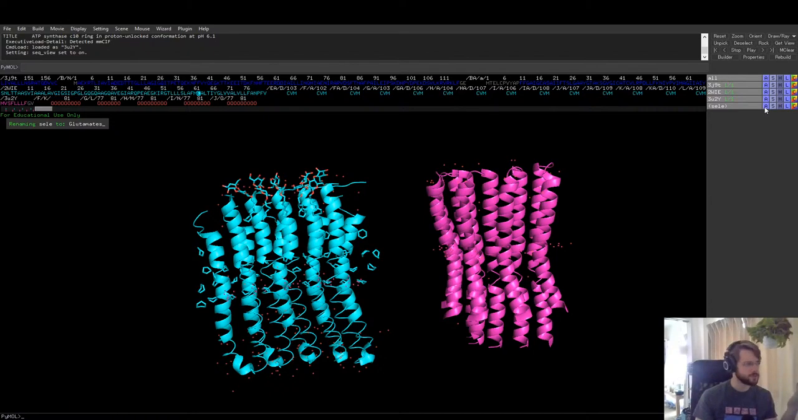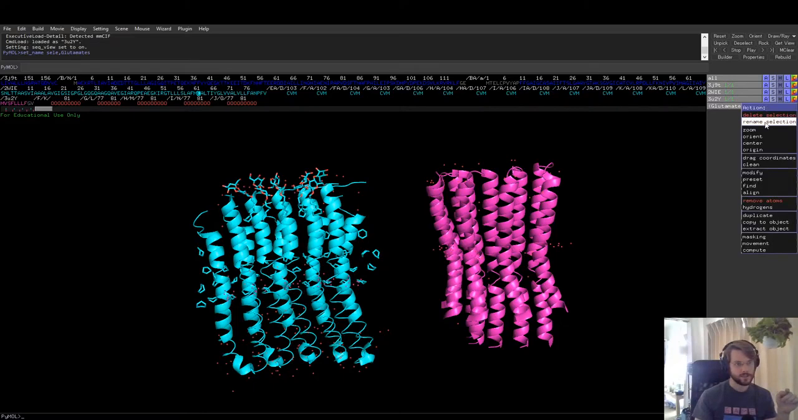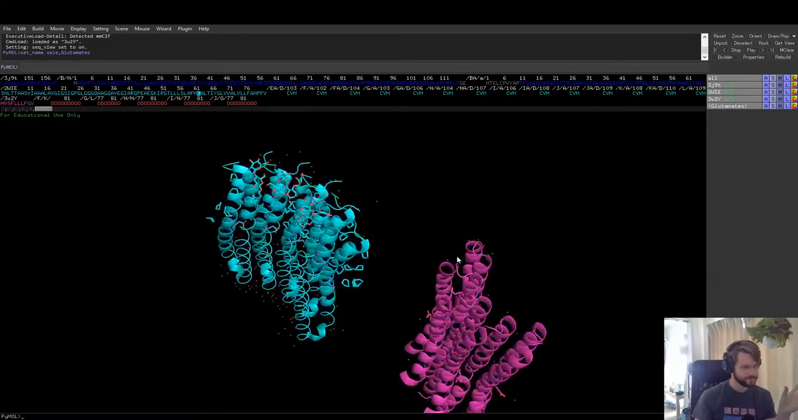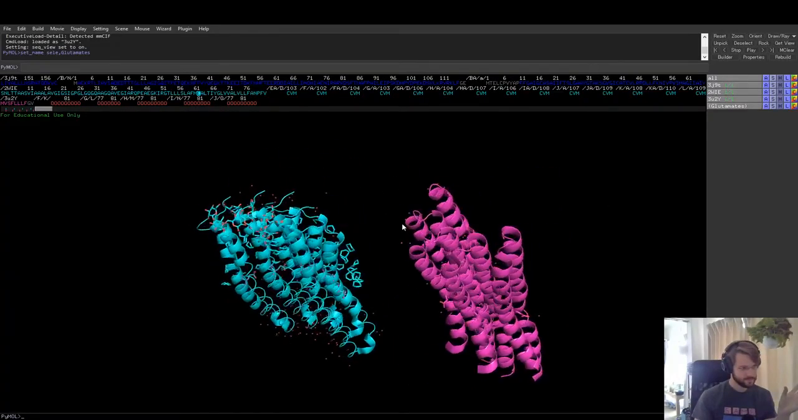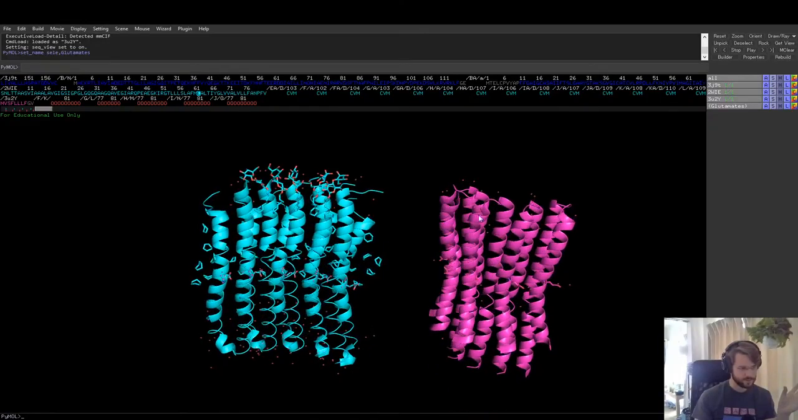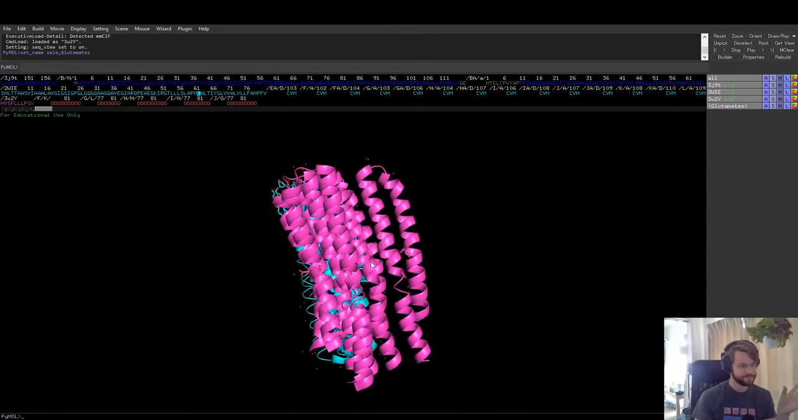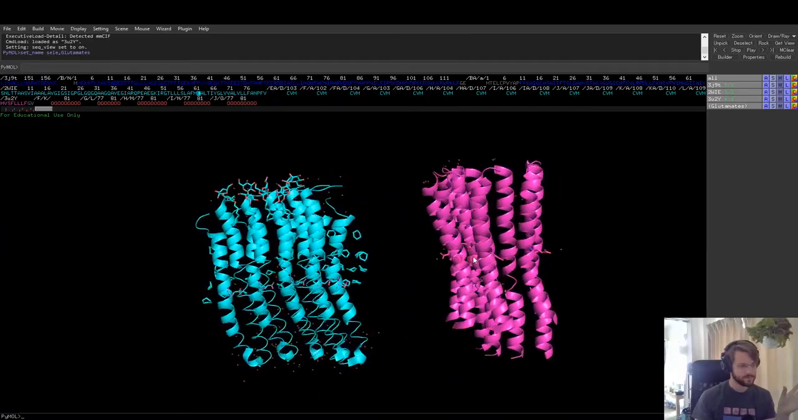Giving a different name you can do by clicking on A and then rename selection. And then just type in the name that you want to give it. And then it says glutamates, right? So then we want to show them not as a cartoon, but we want to show them as licorice. Right? So now you can see, basically, they are sticking out of the cartoon.